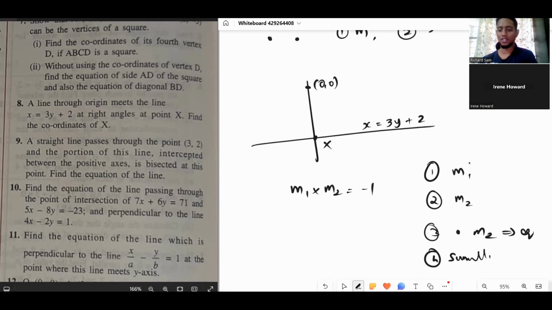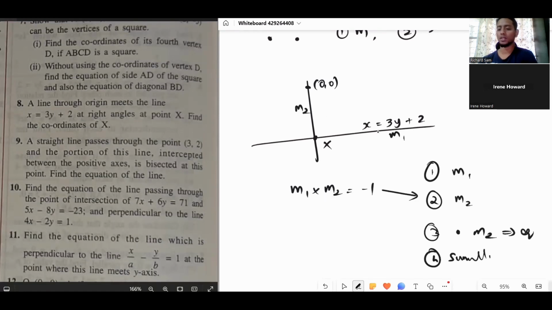Okay, I've written the steps. This is m1, this is m2. First step, find m1. How do we find m1? Make y the subject, not 3y, but y the subject. Once we get m1, then we find m2 using this formula.